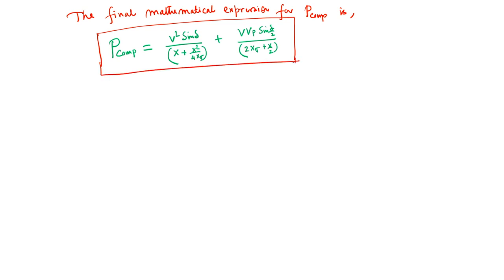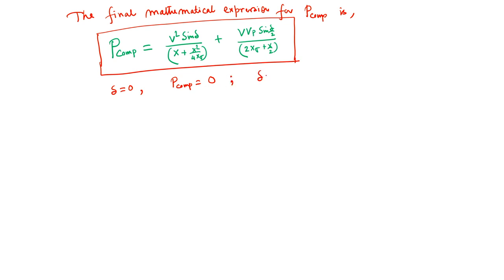Now, we will analyze this expression. This expression shows that there are 2 components. One is the sin delta component, another is the sin delta by 2 component. So, if we put delta equal to 0, what would be the value of this P comp? P comp will also be equal to 0.